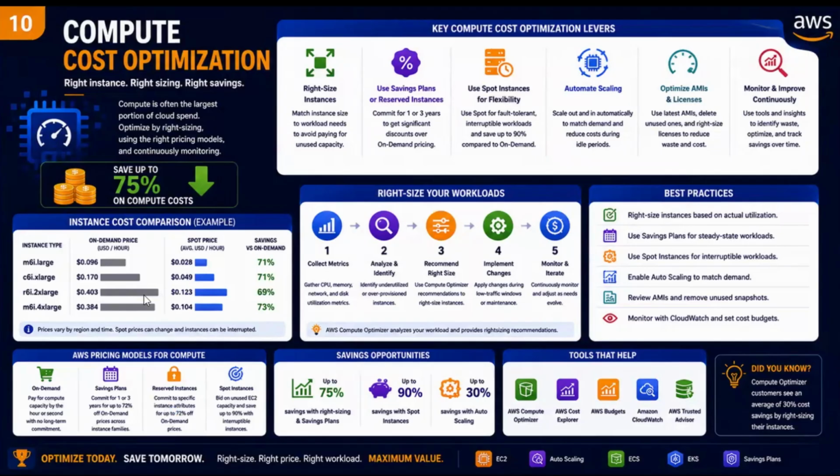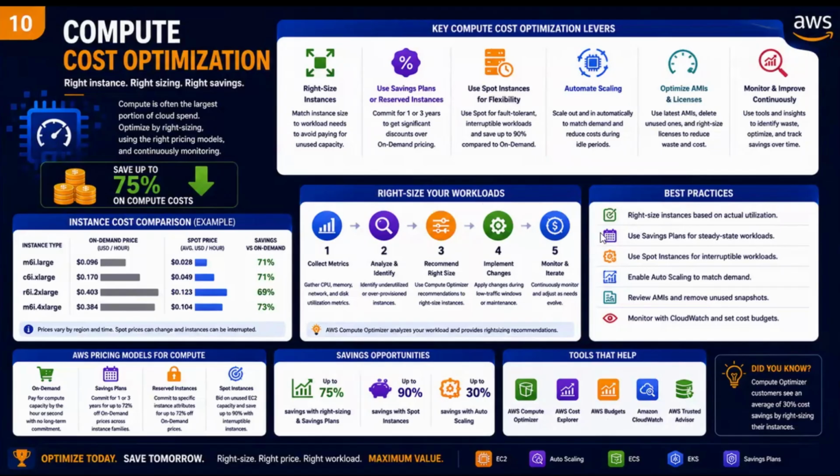So here are the tools that help get more cost optimization in compute usage: AWS Compute Optimizer, AWS Cost Explorer, AWS Budgets, and for monitoring and analytics to get the metrics, AWS CloudWatch and Trusted Advisor.